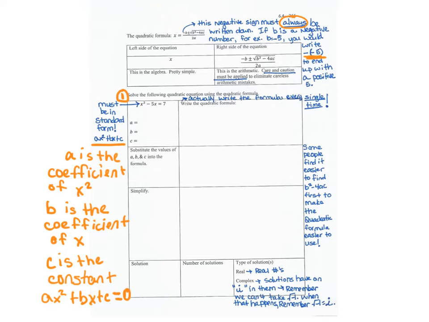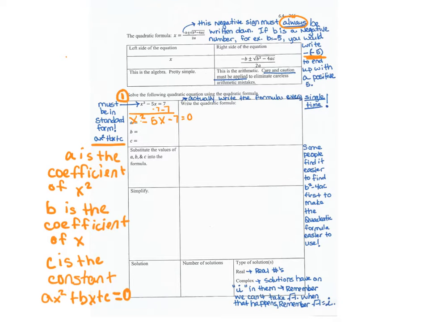So if I look in this example 1, that is not in standard form. To get it in standard form, I need to subtract 7 from both sides, and I need to rewrite my equation. So I need to subtract 7 from both sides, and then my new equation would be x squared minus 5x minus 7 equals 0. Now it is in standard form.